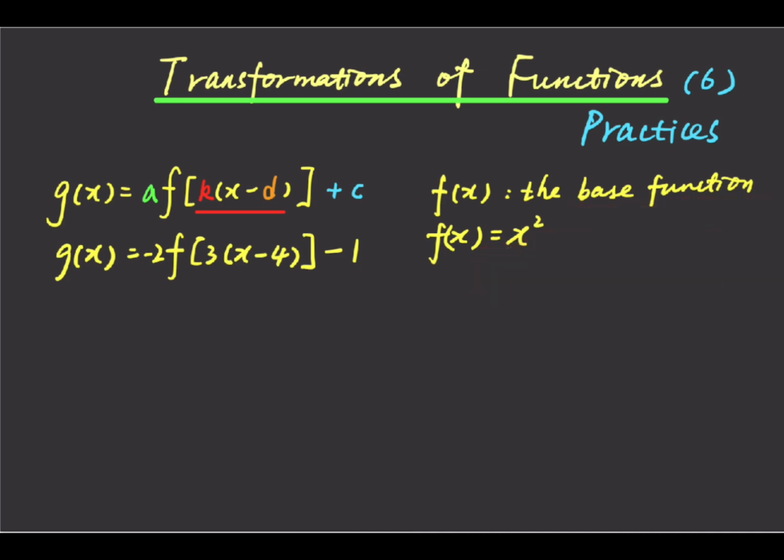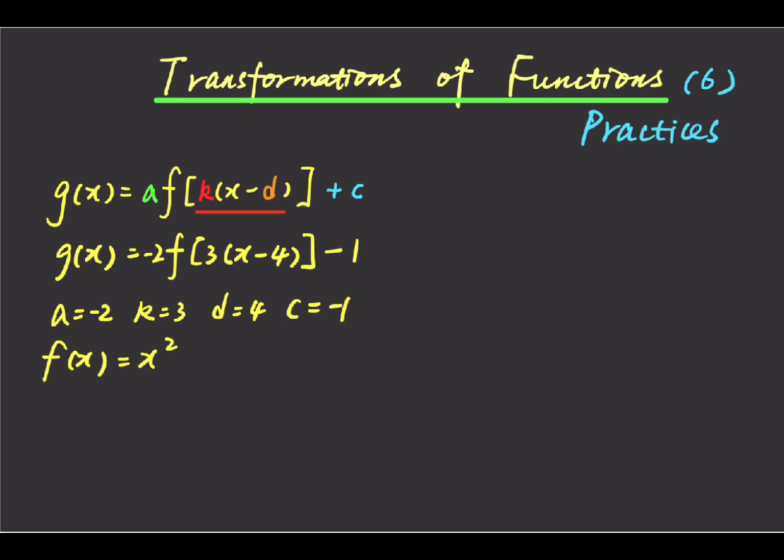Okay, first you need to compare this expression with the standard expression of the transformed function. Here, a should be negative 2. You must be clear here: k must be the coefficient of the whole bracket. So 3 is the coefficient of the whole bracket, so k equals 3. Here minus d, minus 4, so d equals 4. Plus c equals negative 1, so c equals negative 1. Here a equals negative 2, k equals 3, d equals 4, c equals negative 1.